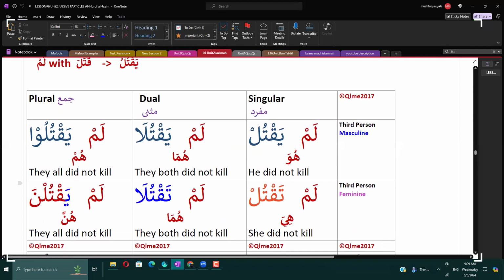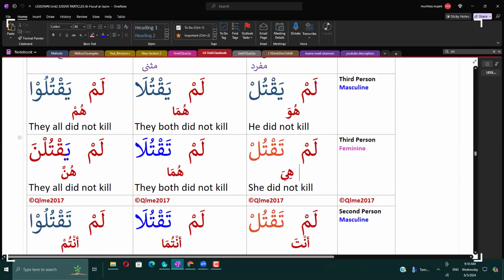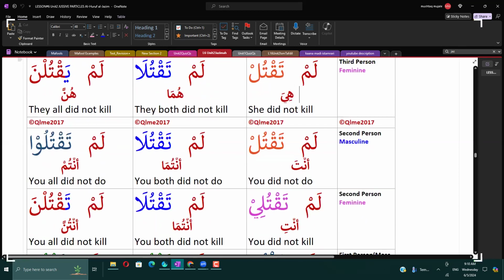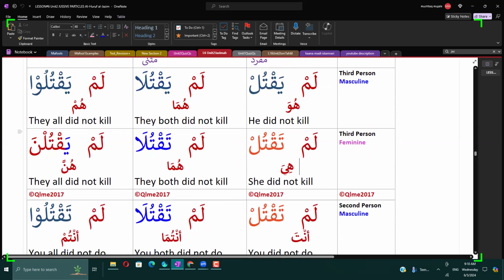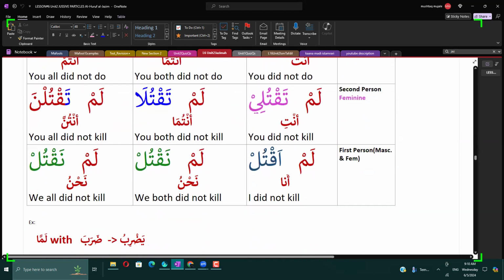لم يقتل، لم يقتلا، لم يقتلوا، لم تقتل، لم تقتلا، لم يقتلن، لم تقتل، لم تقتلا، لم تقتلوا، لم تقتلي، لم تقتلا، لم تقتلن. Mashallah. Very good. لم أقتل، لم نقتل. So the translation would be: lam yaqtul, he did not kill, or they both did not kill, or you did not kill, or I did not kill, or we both did not kill.